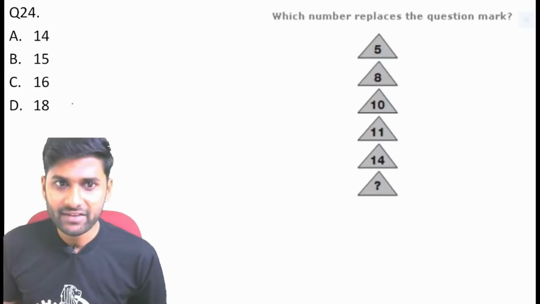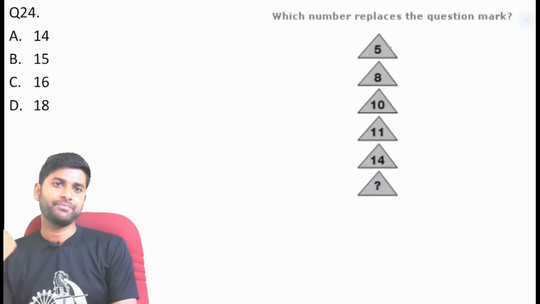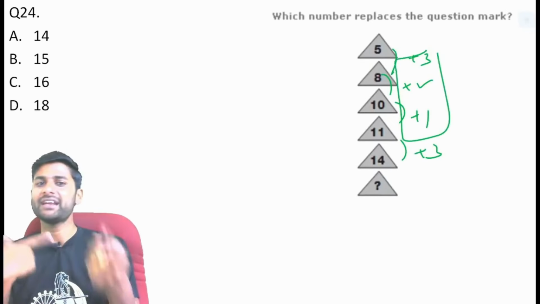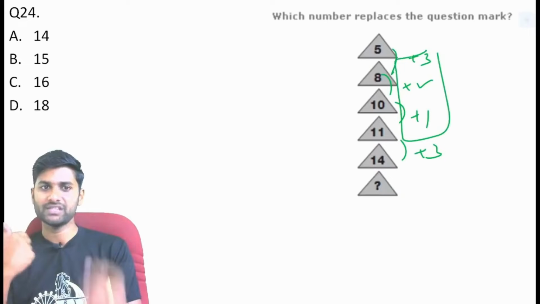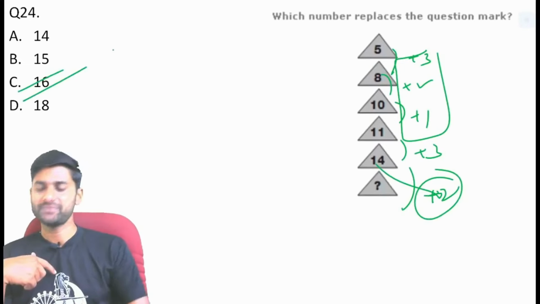5, 8, 10, 11, 14, dash. What is the answer? We can replace this in that question mark. See guys, here plus 3, here plus 2, here plus 1, here plus 3. It means these three numbers we can repeat again. So see, plus 3, plus 2, plus 1, plus 3, definitely the next number is plus 2. 14 plus 2, the resultant becomes 16.